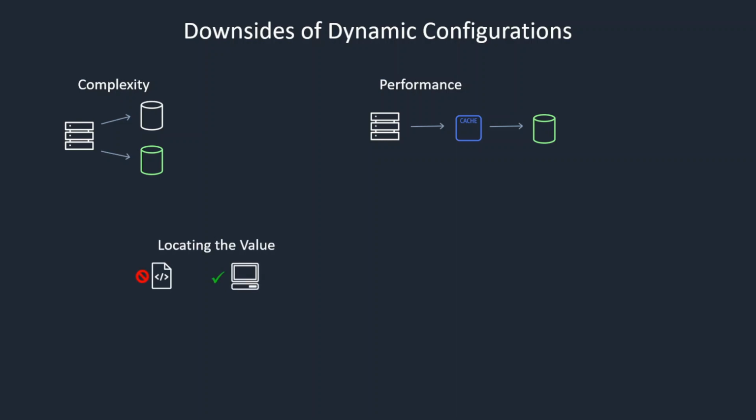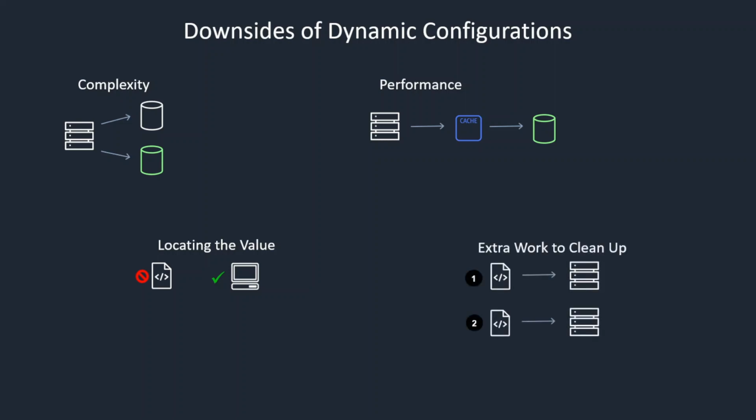Locating the true value of a variable can be really hard. I've seen systems have hundreds of these configurations at runtime, and you can never tell by looking at the code what the value of a variable is. It involves going on to the computer, logging into the data store, and then figuring out what the value should be. And finally, there can be extra work to clean up.